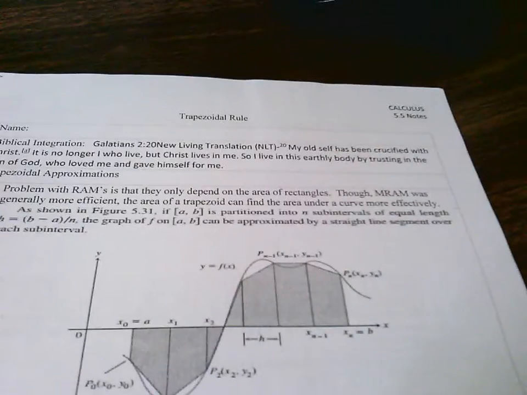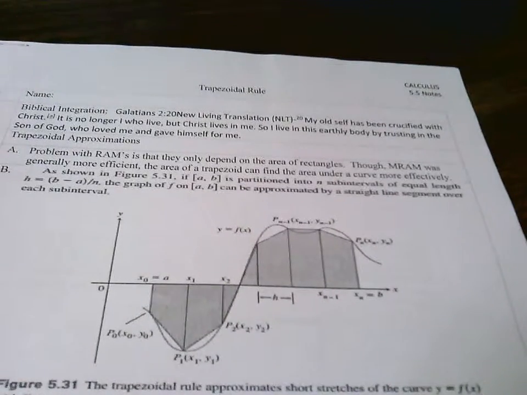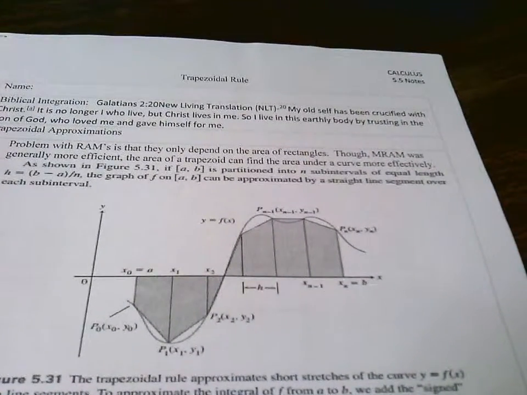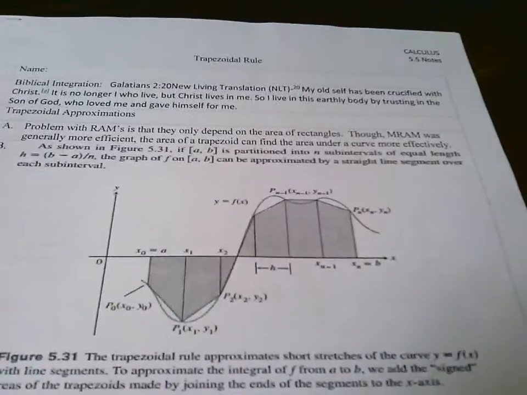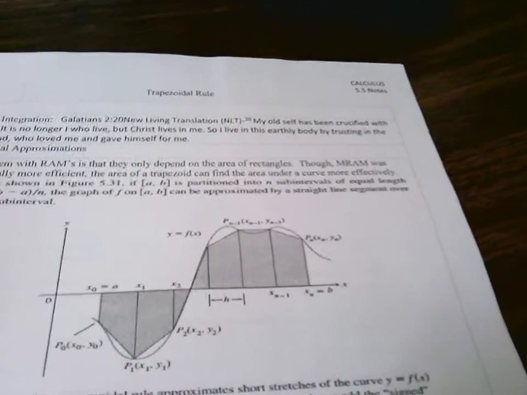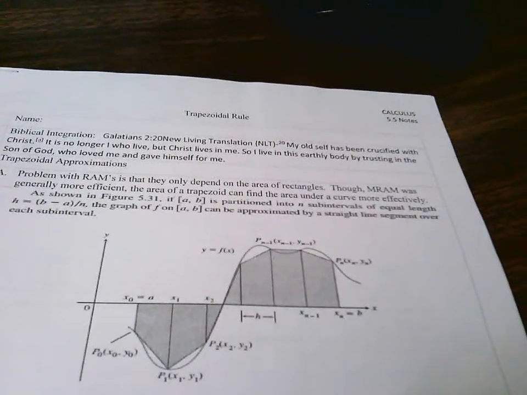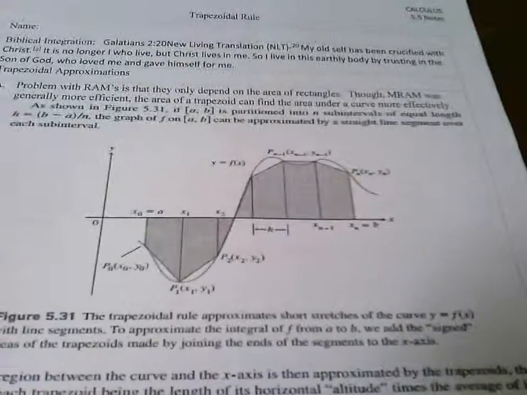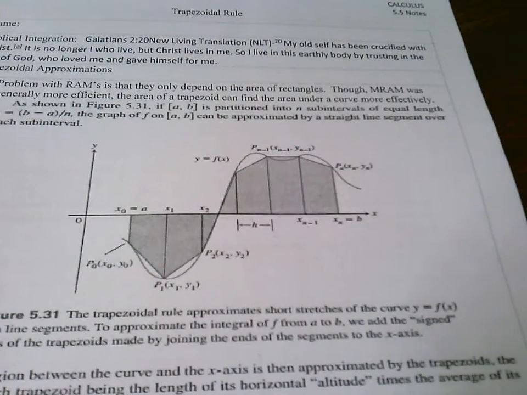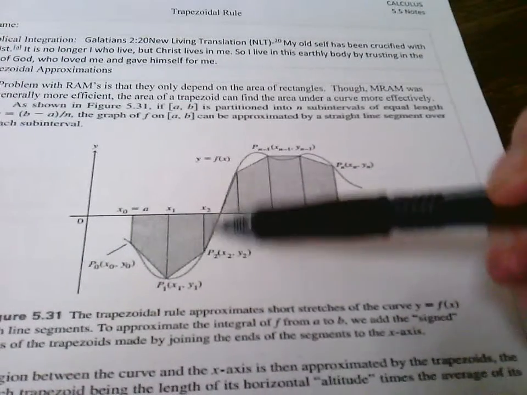The problem with rectangular approximation methods is that they only depend on the area of rectangles. Though the midpoint RAM was generally more efficient, the area of a trapezoid can find the area under a curve more effectively. So as shown in this figure below, if the closed interval a to b is partitioned, so here's a, there's b, it's partitioned into subintervals.